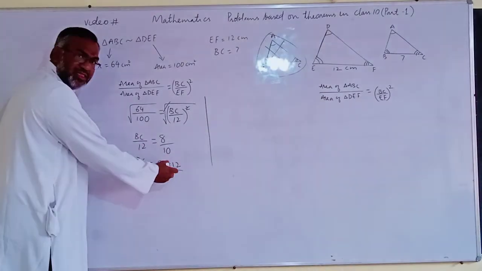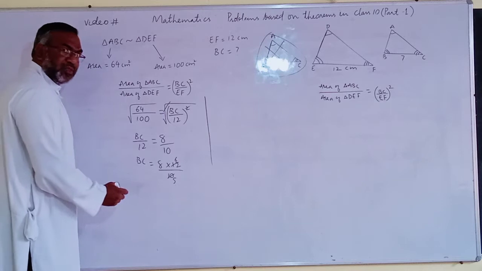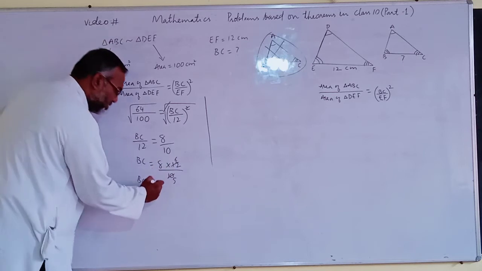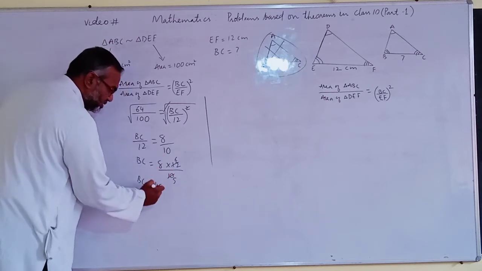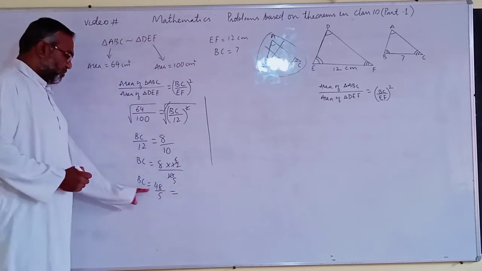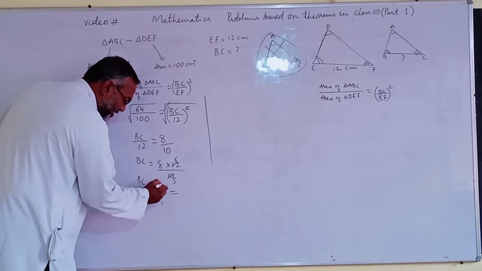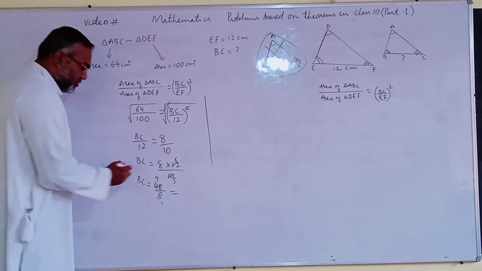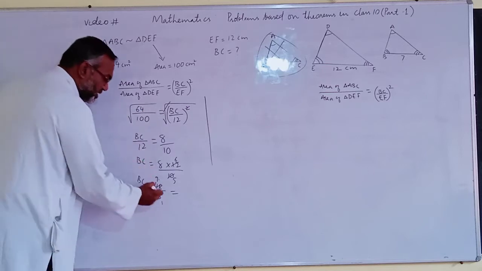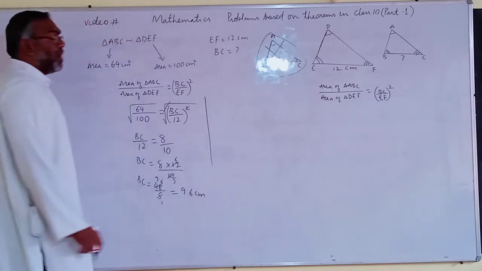So now simplify this. It's very simple. 2 times 5 is 10, 2 times 6 is 12, right? Now BC is equal to 8 times 6 is 48 divided by 5. 48 divided by 5. 5 9s are 45, 3 are left. Put a point and take 0 with 3. That will be 30. 5 6s are 30. That is 9.6 centimeter.